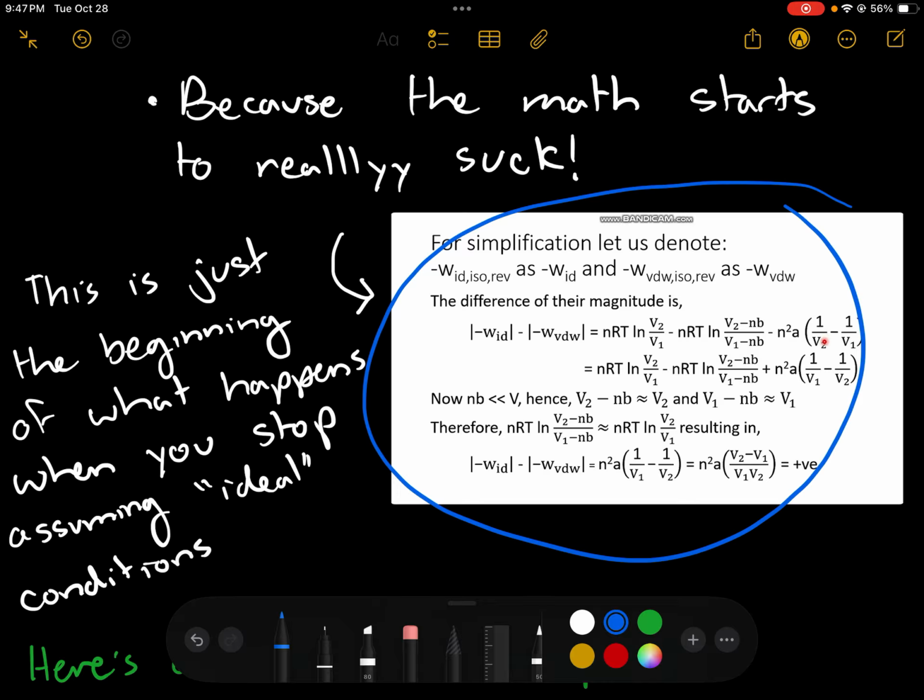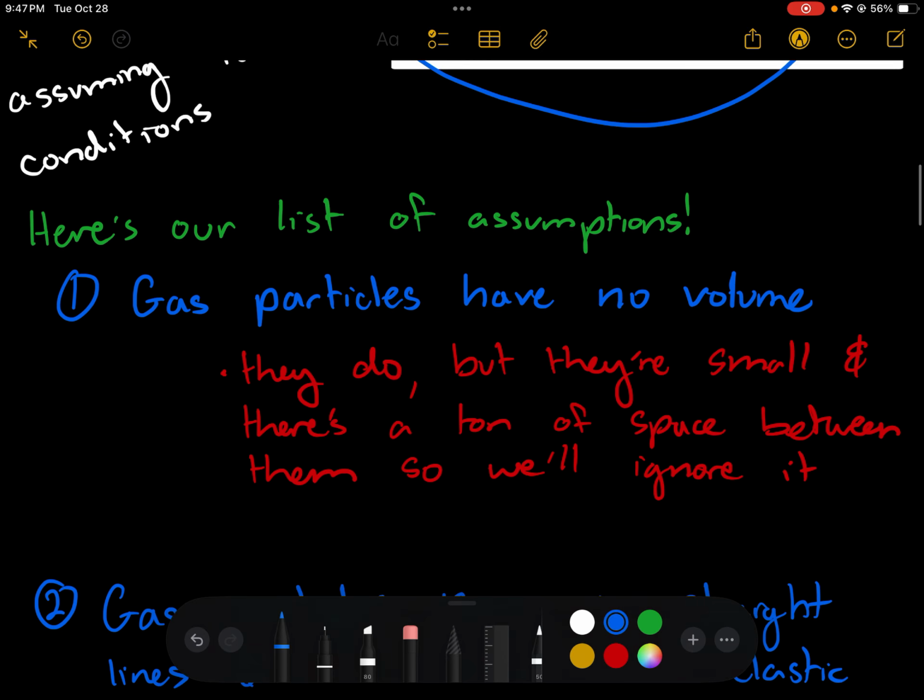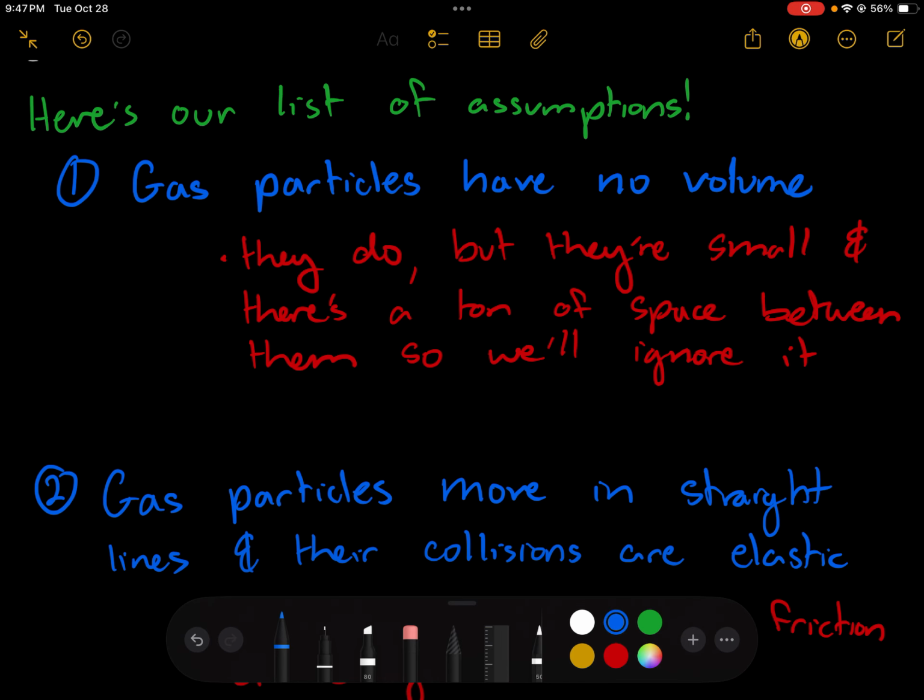And while some of you may be brave enough to try math like that, two things. One, it's above the scope of this class, and I didn't start doing math like this until my master's program. And two, it's just a lot. And so we don't have time to focus on math like that. All right, so here's going to be our list of assumptions that we're going to make so that our math is as easy as physically possible.